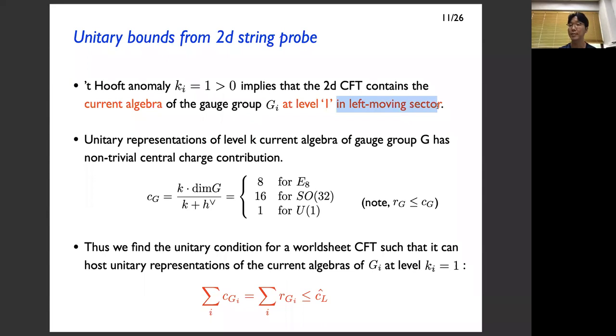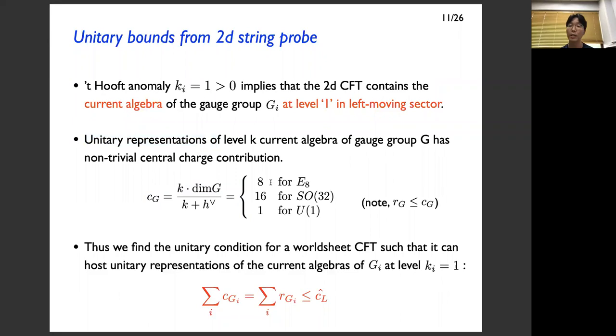Okay? And on the worldsheet, if we have current algebras, as you know, the current algebra in a WZW model contributes to the central charge non-trivially. For example, the unitary representation of a level k current algebra for gauge group G has the following non-trivial central charge contribution. Okay? So k is the level, this is the dimension of the gauge group, and h check is the dual Coxeter number. So for each current algebra, we have a central charge contribution c_G.